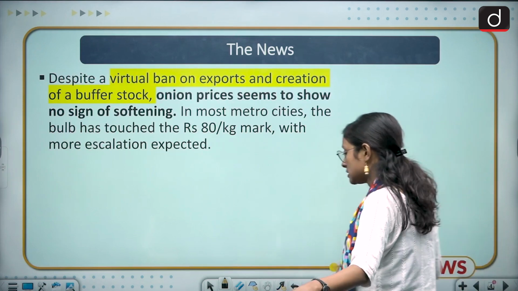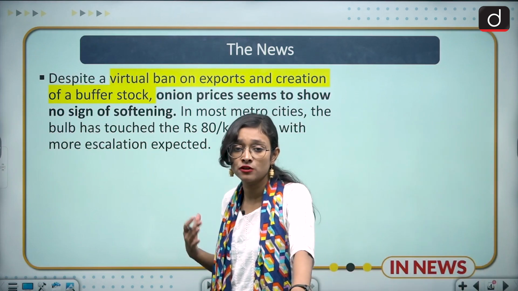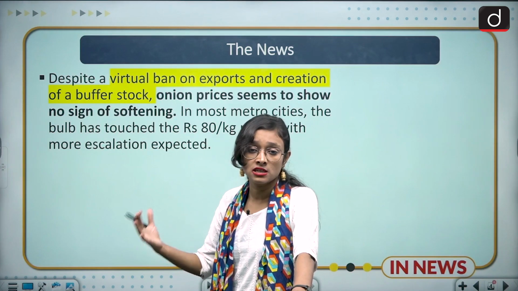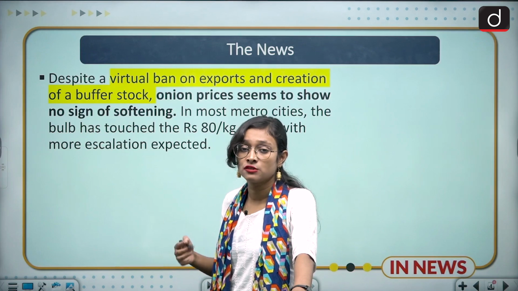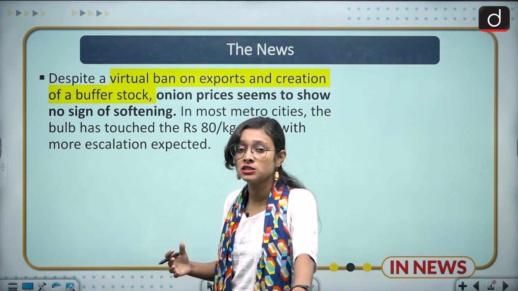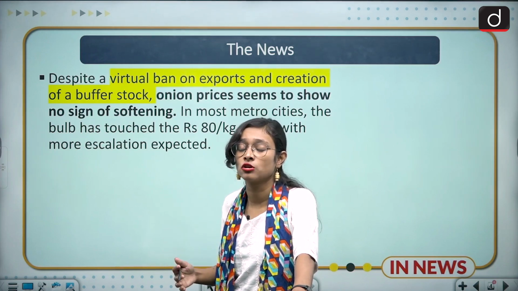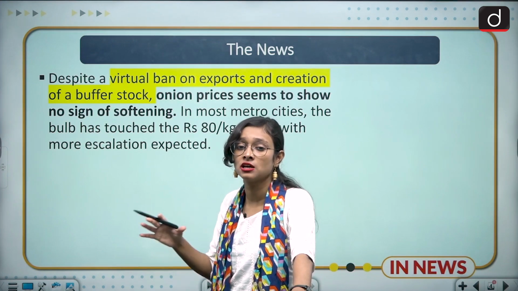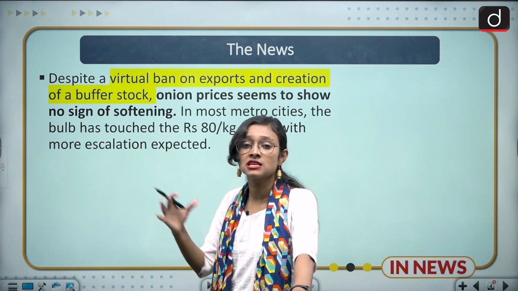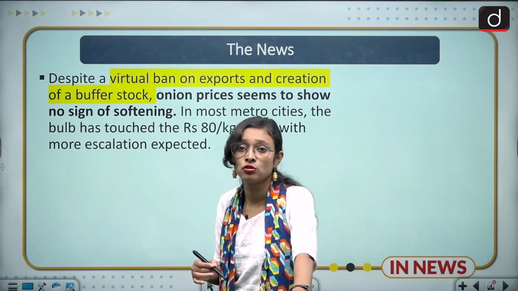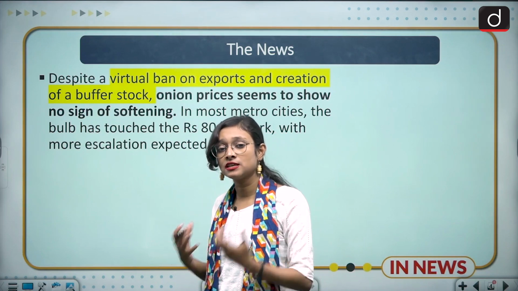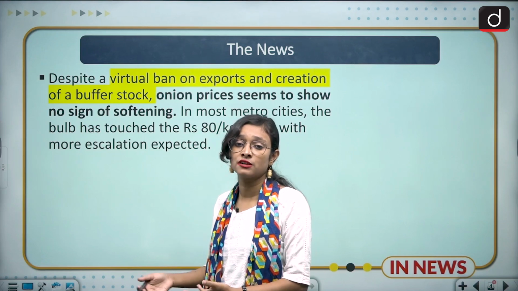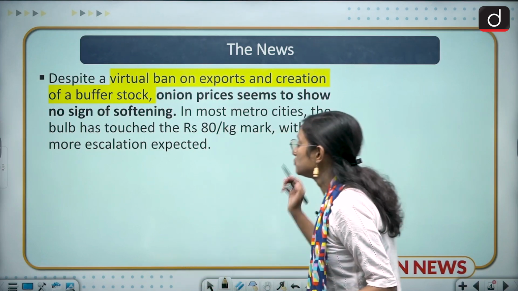So what is the twist here? Despite various efforts taken by the Government of India, why do we have this rise in onion prices? There is a virtual ban on exports of onions, and there is also a creation of buffer stock. So despite these two efforts, why do we have this much rise in onion prices? This class is based on the topic that the Government of India has taken various initiatives, then why are we failing and why are we not able to give onions at very stable prices? So moving to the next slide.